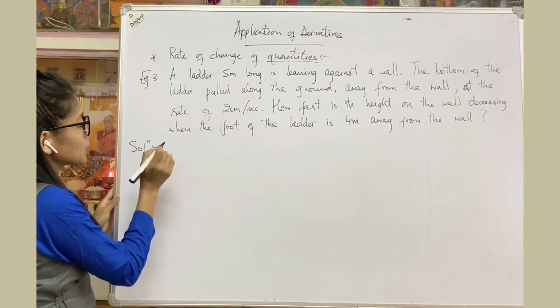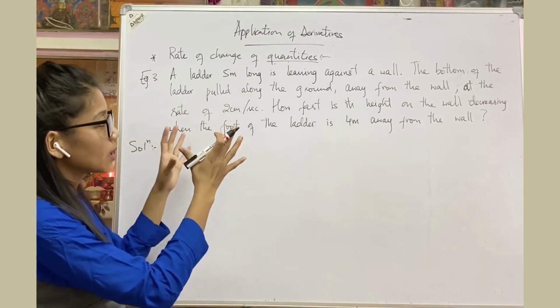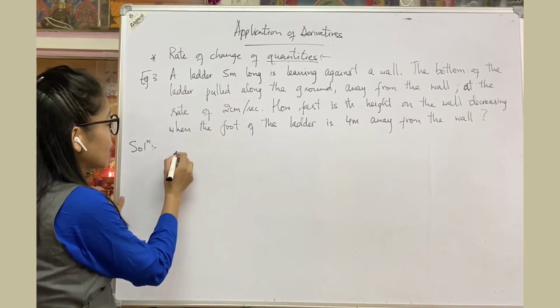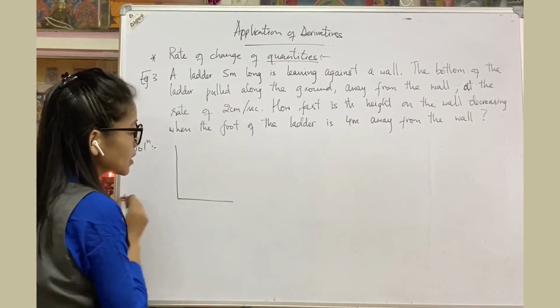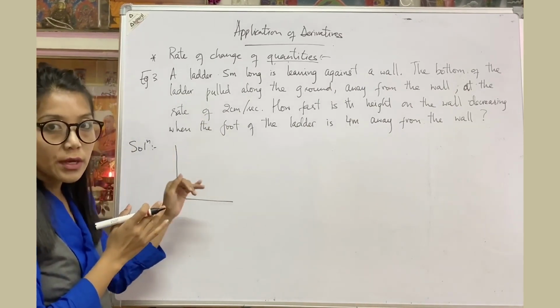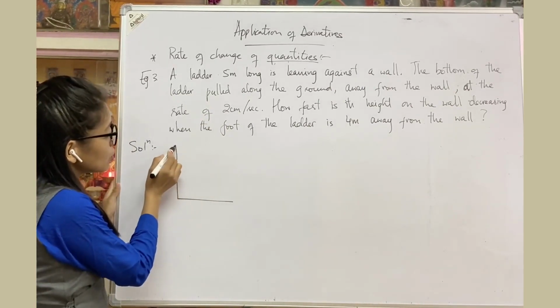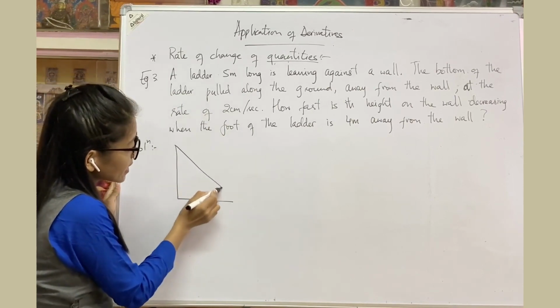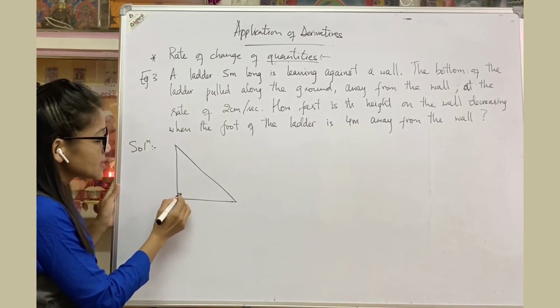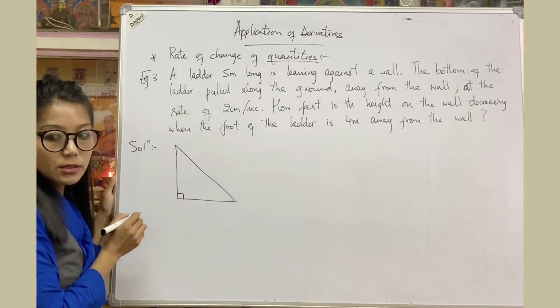Okay, now we are going to do this. First you try to draw a rough diagram for this question. Let this be the wall and the ground. We will always consider the wall perpendicular to the ground. And a ladder is leaned against the wall, so it will be somewhat like this. So this is your ladder, which forms a right angle triangle.